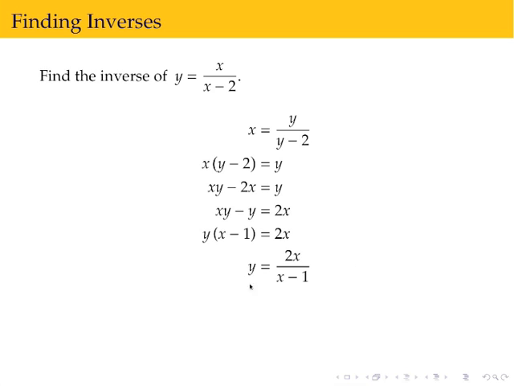So this is the inverse of y equals x over x minus 2. So if my original function is x over x minus 2, then f inverse of x is 2x over x minus 1.